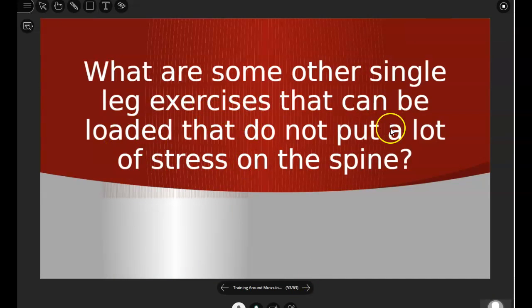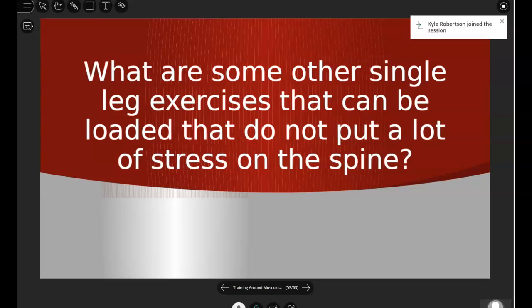So what are some other single leg exercises that can be loaded that don't put a lot of stress on the spine? You had a whole single leg day. What do you think of some exercises that might be beneficial that don't put too much stress on the spine? You can type it in the text box. Try to be as specific as possible. You can even use any kind of lunge variation, or maybe any sled variation that I didn't put up right there.